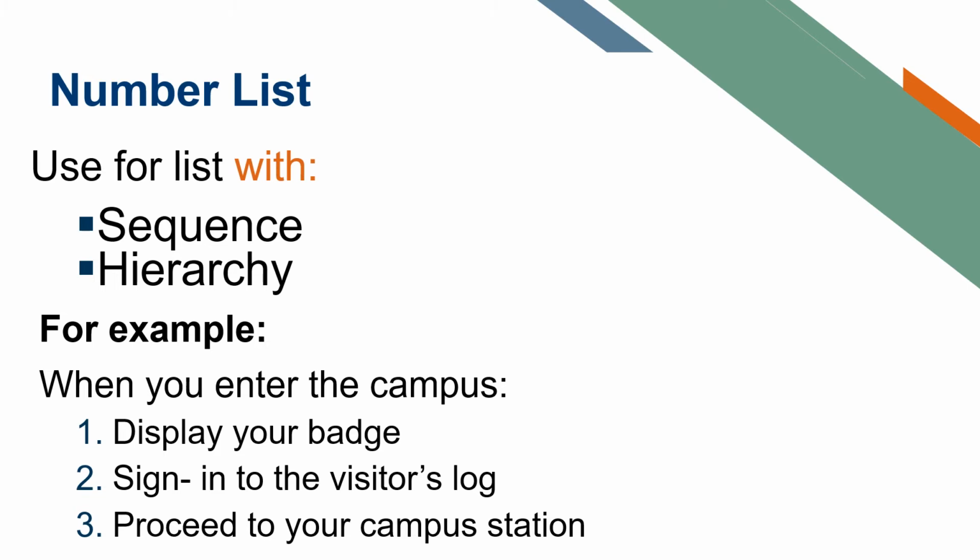Once they enter the campus, you may want your team members to display their badge, then you want them to sign in, and then you want them to head to their duty spot or their station. This is the purpose of a numbered list. In a bulleted list, you might just have, these are all the things you do on campus, and they may be in any order, no specific order at all. But when you have a numbered list, you want to ensure you have it in order in the steps or procedural.